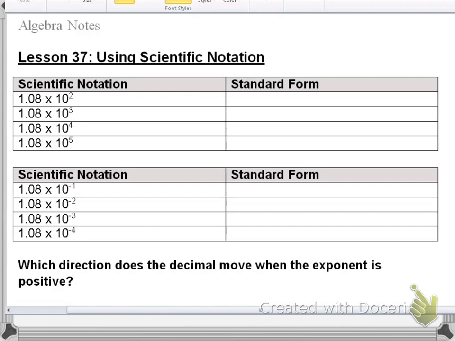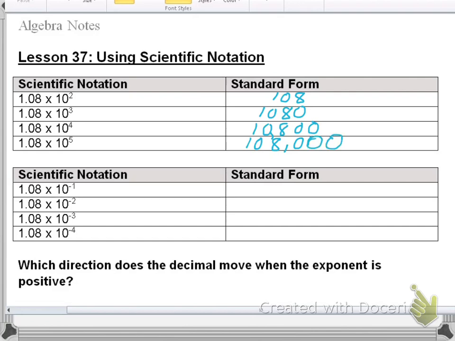So we're going to just write in the answers for 1.08 times 10 to the second power. If you were to multiply that on a calculator, it would come out to 108. 1.08 times 10 to the third power would come out to 1080, and the next one would come out to 10,800, and 1.08 times 10 to the fifth would come out to 108,000.